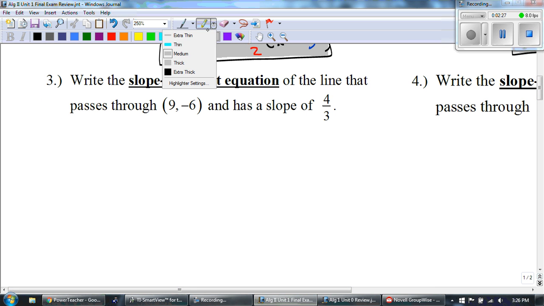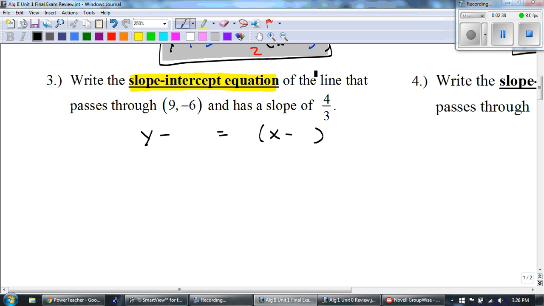Okay, so now it's asking for a slope intercept. Well, they want slope intercept, but they gave me a point and a slope. So what I have to do now is solve. So I take the 4/3 because that's our slope. So 4/3, and then remember x and y. So this changes to a positive 6 and a negative 9. So as I'm solving this, I have to distribute the 4/3 to everything.